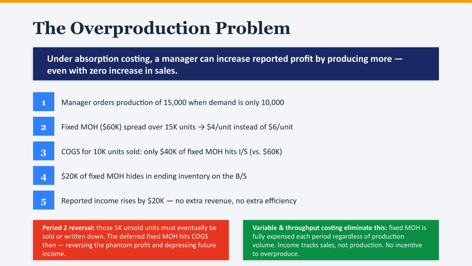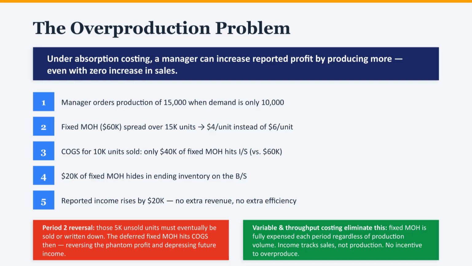1. Demand is 10,000 units, but the manager orders production of 15,000 units. 2. Fixed MOH of $60,000 is now spread over 15,000 units, which equals $4 per unit instead of $6 per unit. 3. COGS for the 10,000 units sold includes only $40,000 of fixed MOH, 10,000 times $4.